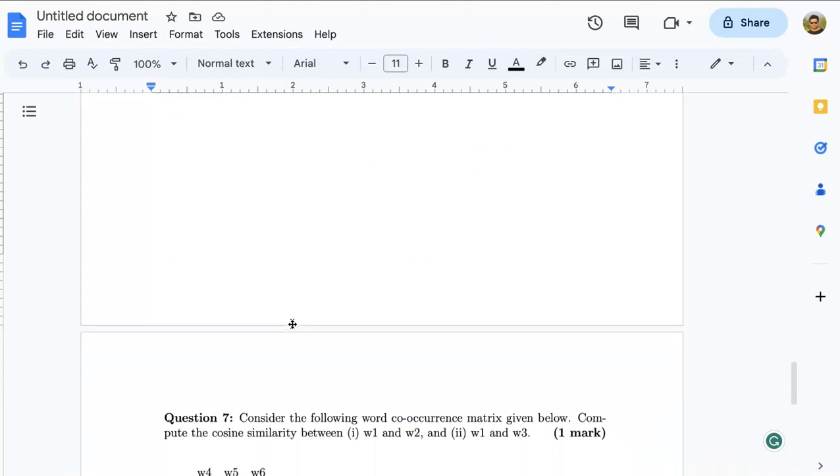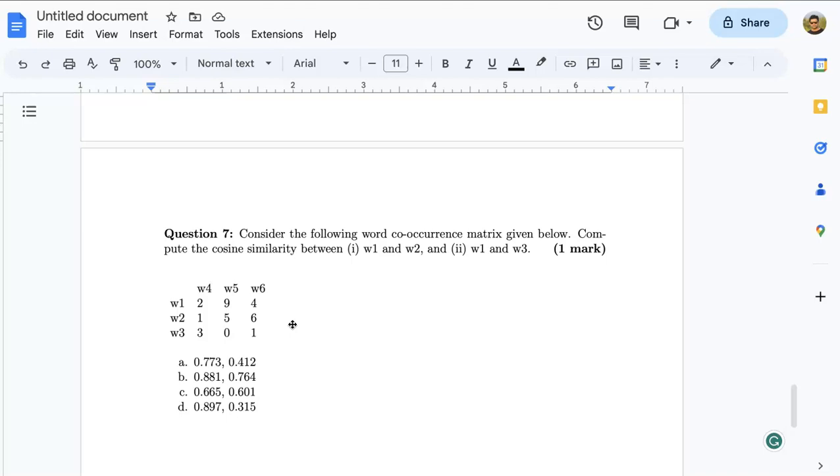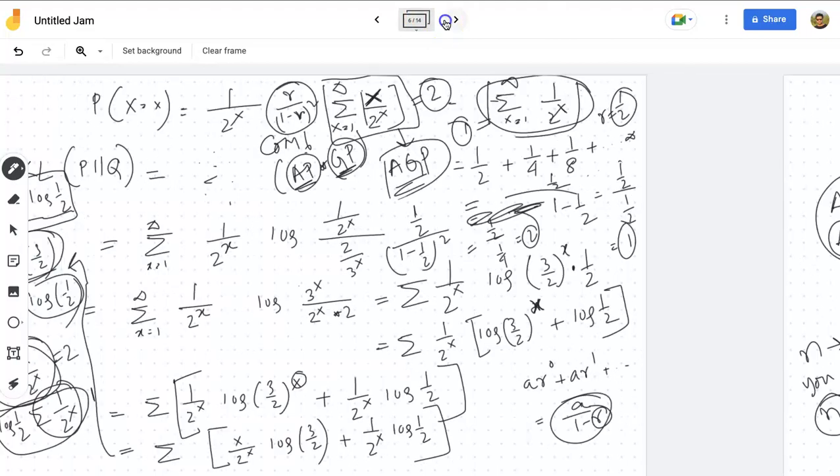Let's move to the next question. So the co-occurrence matrix is given, and they are asking to compute the cosine similarity between W1 and W2, and W3 and W4. Again, it's an easy problem. This week all these things are pretty easy. So the co-occurrence matrix is given, and you just need to calculate the cosine similarity between W1, W2 and W1, W3. So let's do it.